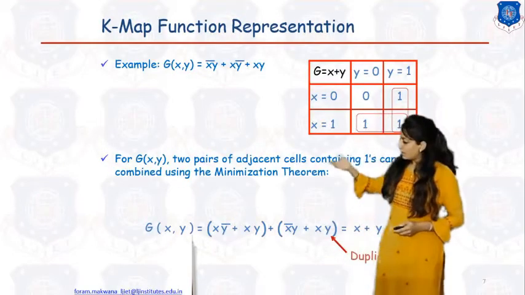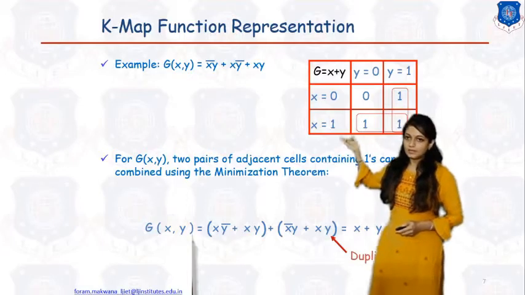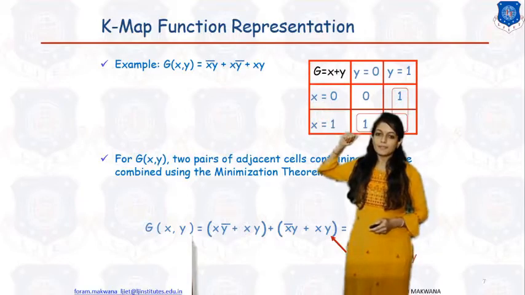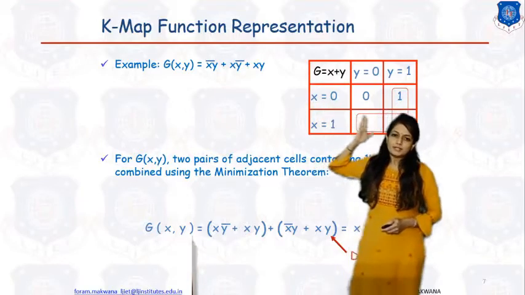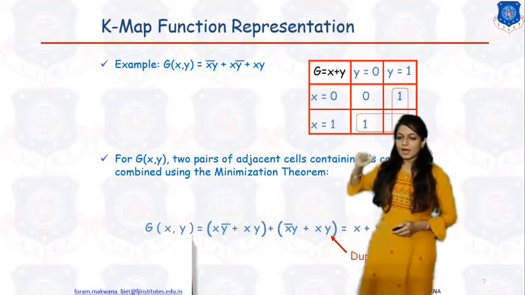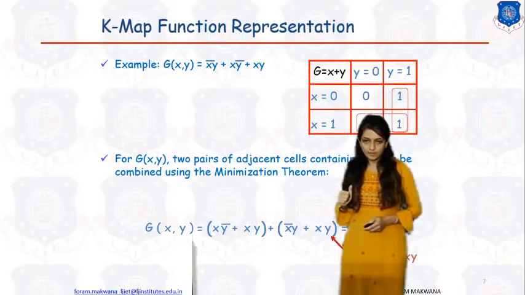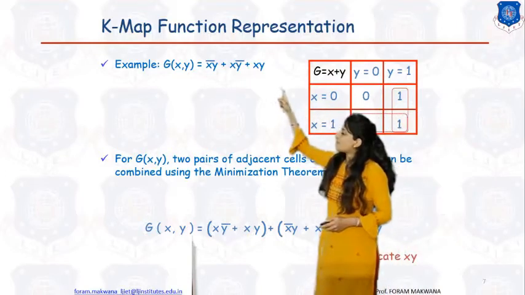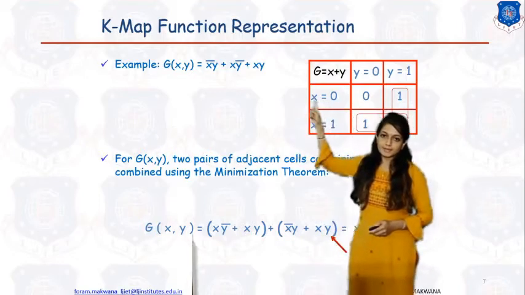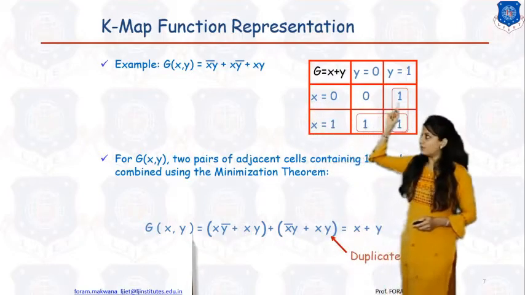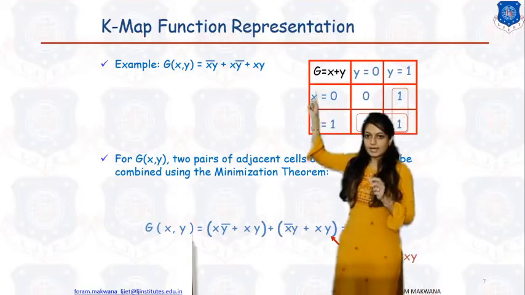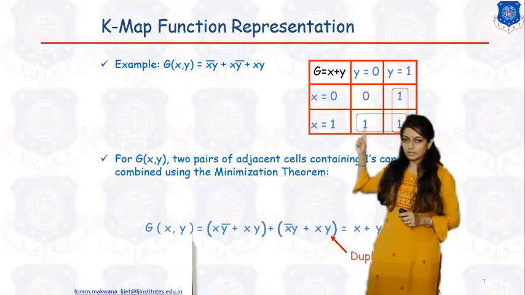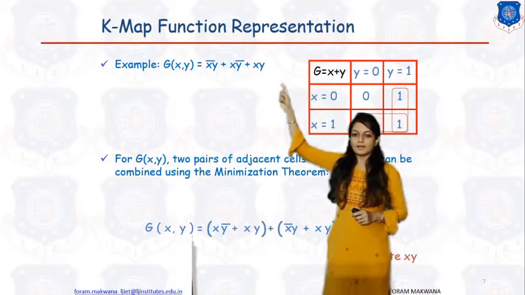Now let us consider another example, like x bar y plus x y bar plus xy. If we want to place it inside this K-map, how can we place this? Consider that our first term is x bar into y. So place 1 over here. Second is x y bar, so x and y bar. Place 1 over here. Then xy.